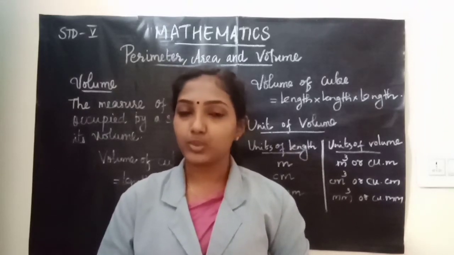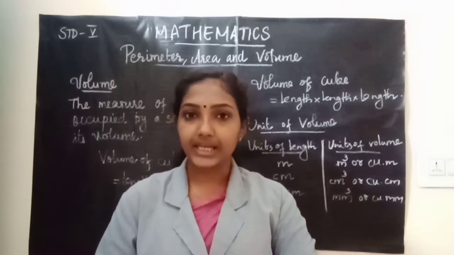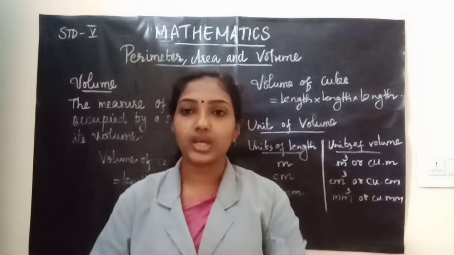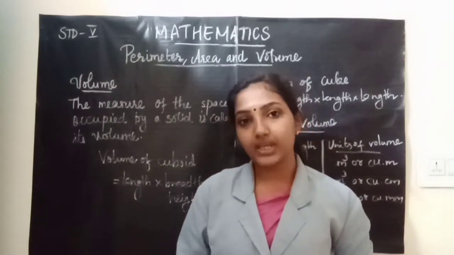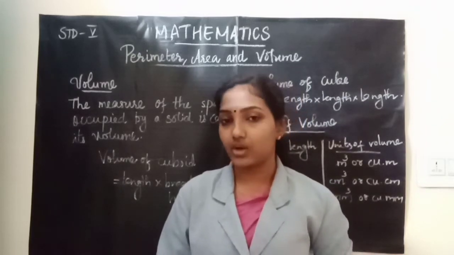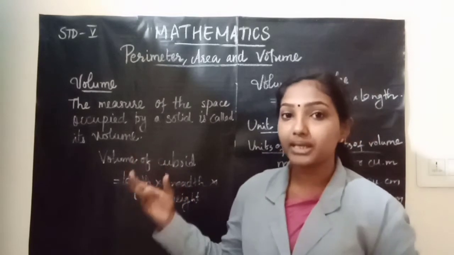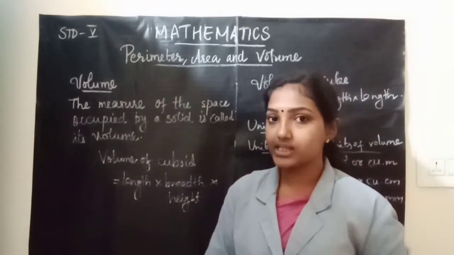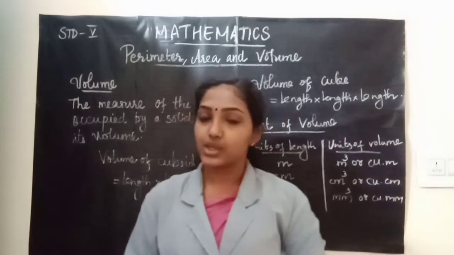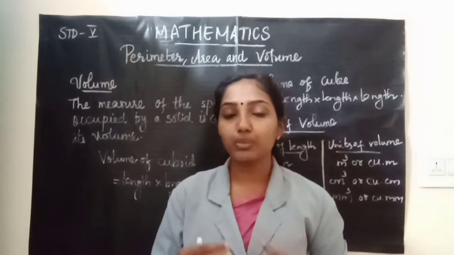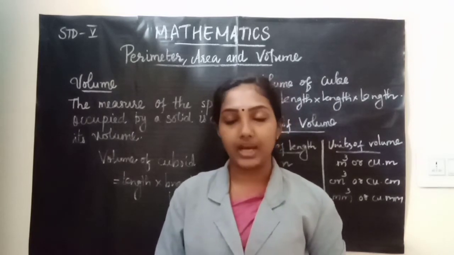So today we are moving to our next topic in the chapter perimeter, area and volume, and it is volume. Okay, and what is called volume? The measure of the space occupied by a solid is called its volume. And here we are discussing the solid shapes of cube and cuboid. Mainly we are discussing the volumes of cube and cuboid.